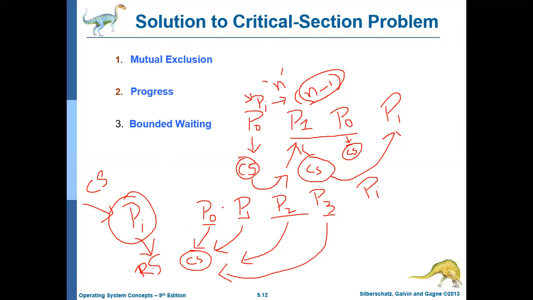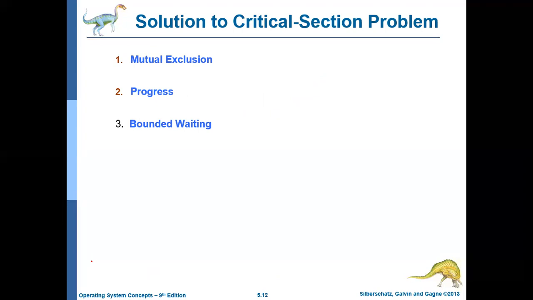Okay. Because if you are not ensuring bounded waiting, then it may lead to a problem called starvation. So to ensure that there is no starvation, the solution to a critical section problem should satisfy these three conditions: mutual exclusion, progress, and bounded waiting.